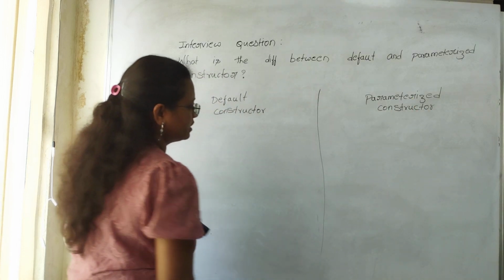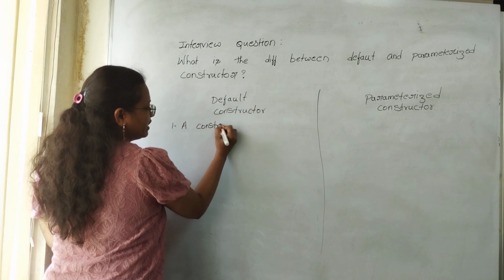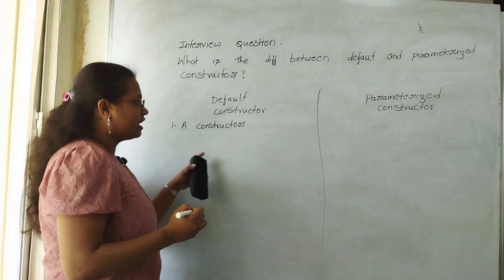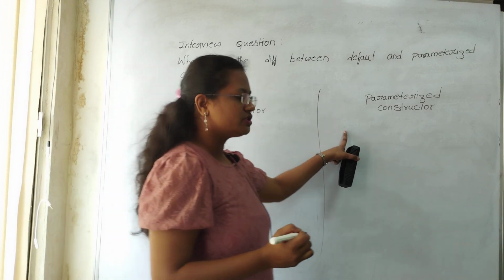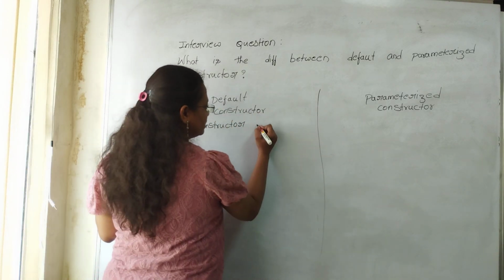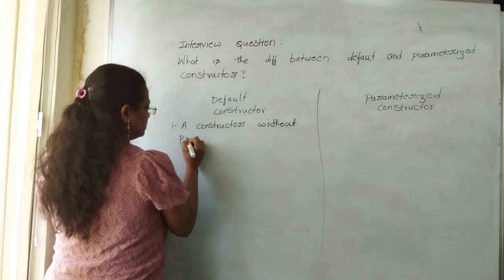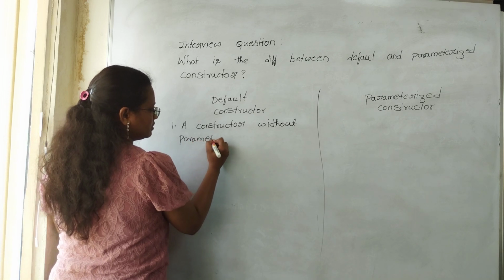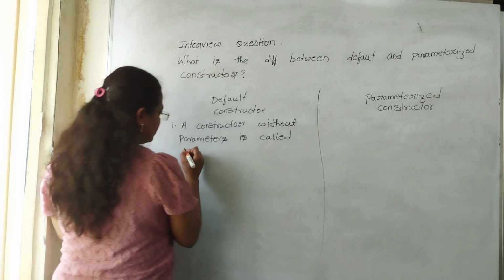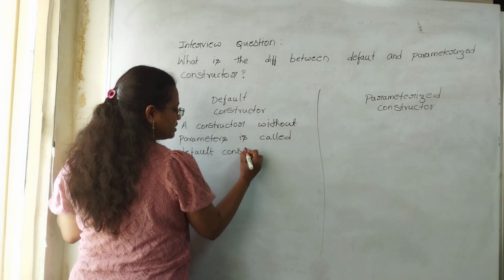So let us see here, guys. The first point is the constructor definition. If any interviewer asks you, people simply say that a default constructor means a constructor without parameters, and a parameterized constructor means a constructor with parameters. A constructor without parameters is called a default constructor.